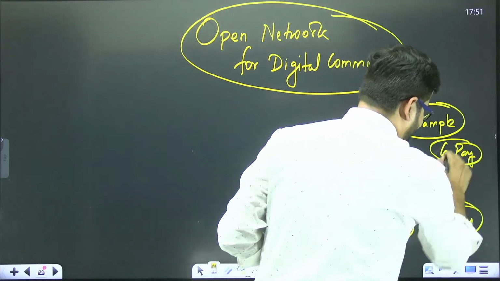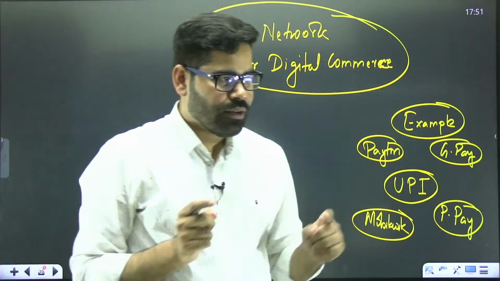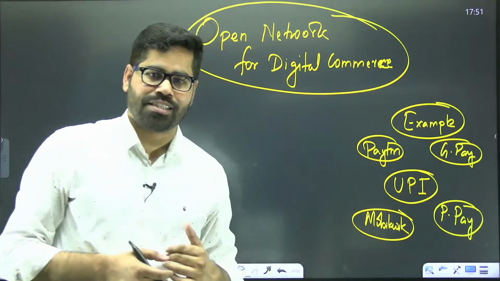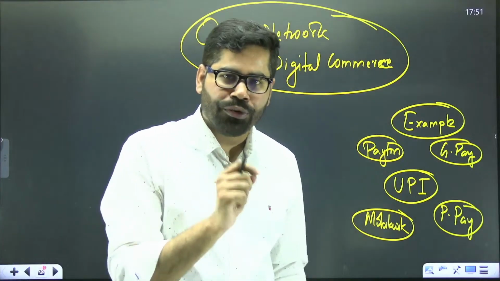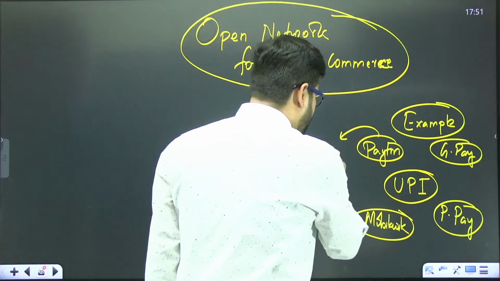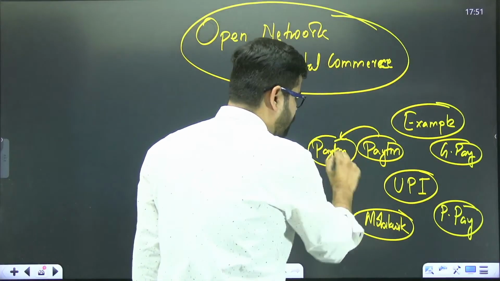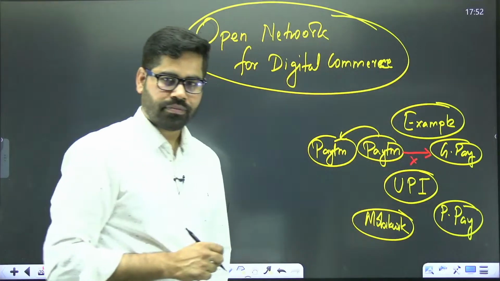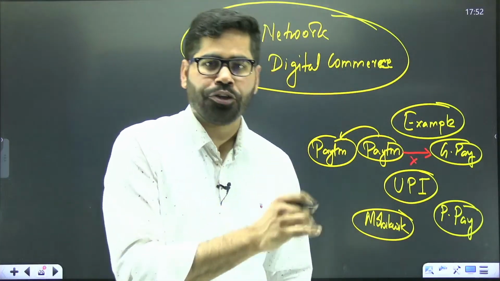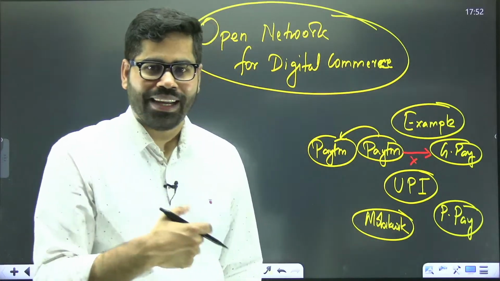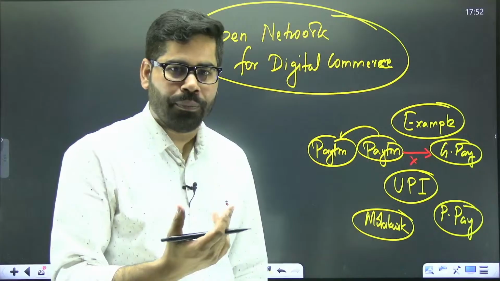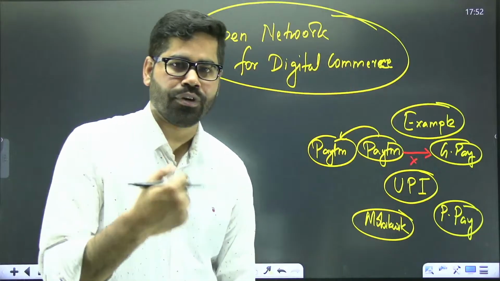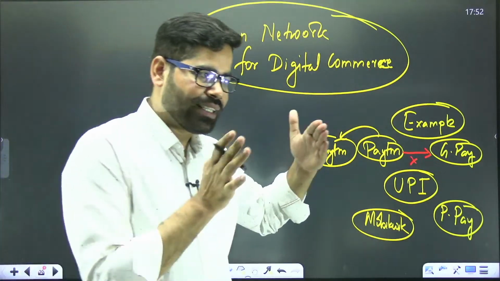So we were having different payment systems. Earlier, you could pay from one Paytm to another Paytm. But in the past, before UPI, paying from Paytm to Phone Pay was not possible. Phone Pay to Google Pay, or Google Pay to Phone Pay, or MobiQuick, this was not possible. You could pay only within the same system.